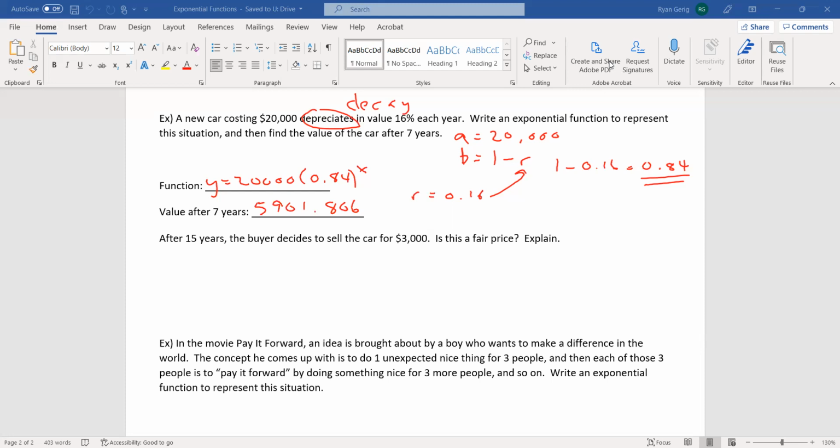Money always goes to 2 decimal places. So I'm going to look at the 6 and determine what this is going to be. 6 is closer to 10, so it's going to be 81 cents. And that's my final answer here.